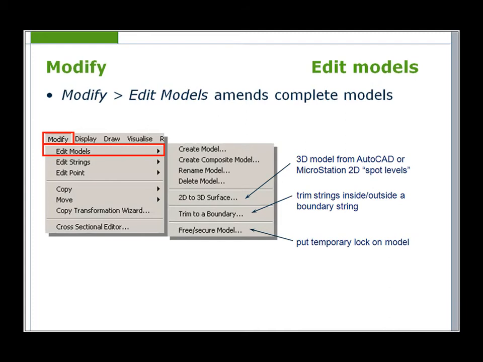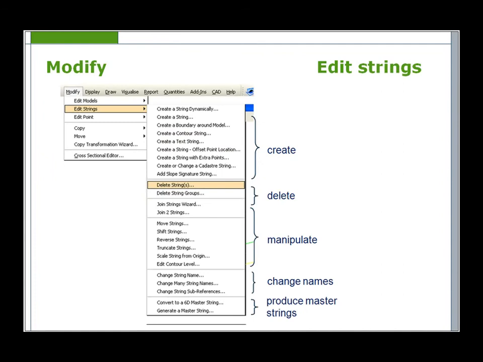2D to 3D surface. You can create a 3D MX model from a 2D MicroStation drawing or a 2D AutoCAD drawing, provided those drawings have got spot level values in terms of text in the drawing. You can trim a model to a boundary, and you can either trim inside it or trim outside it, and you can put a temporary lock on a model.